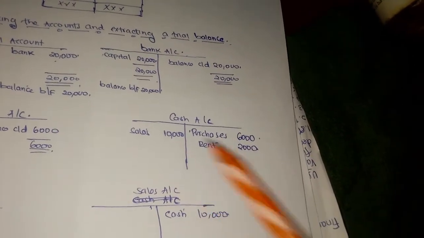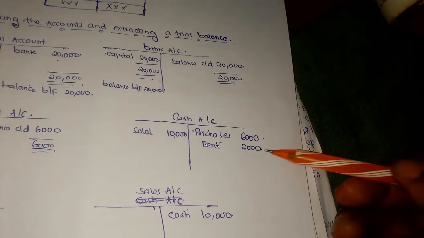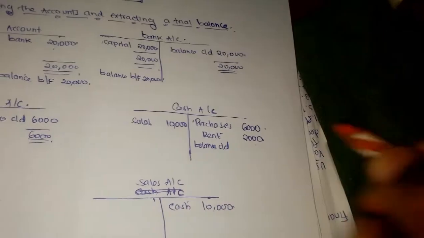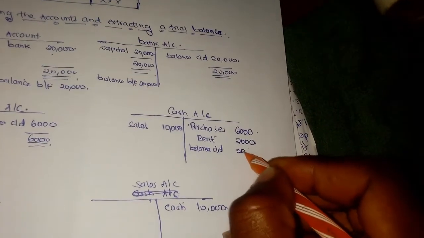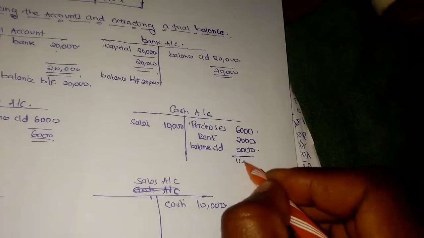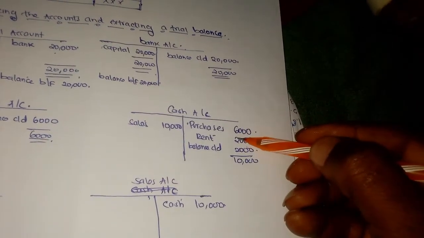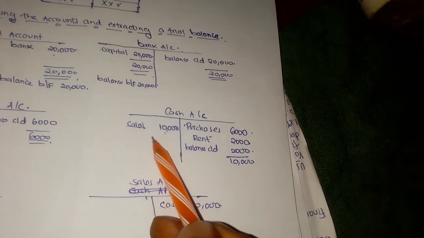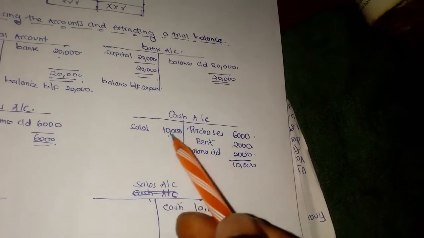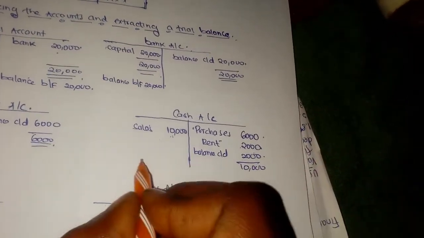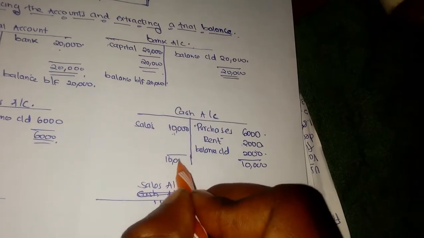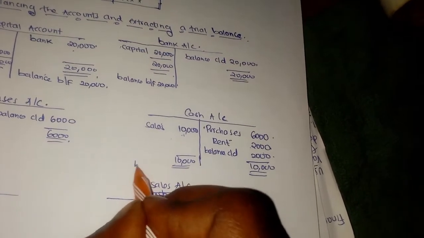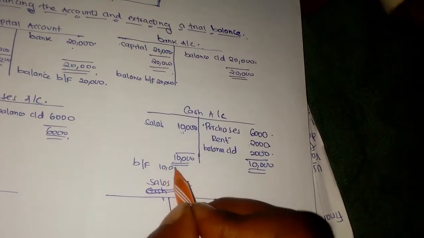So remember, the greater part we're going to minus it by. So if 6,000, this 2,000, our balance carried down will be 2,000. Yeah, 2,000, so that can give us our 10,000. We're going to add the 6 plus 2, which is 8,000. Then you subtract it from 10,000. Remember, the debit side is more than the credit side, so you subtract it from the debit side. So that will give us our 10,000, so our balance brought forward will be 10,000.